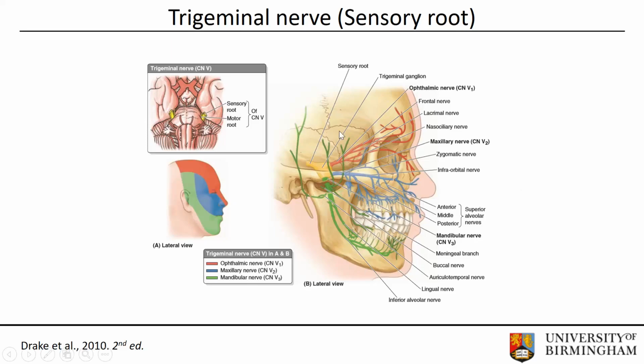And in this image, we can see that the peripheral axons of the ganglionic neurons will then form three nerves or divisions. And these are the ones that we have mentioned before: the ophthalmic division in red, the maxillary division here in blue, and also contributes to the sensory component of the mandibular division here in green.